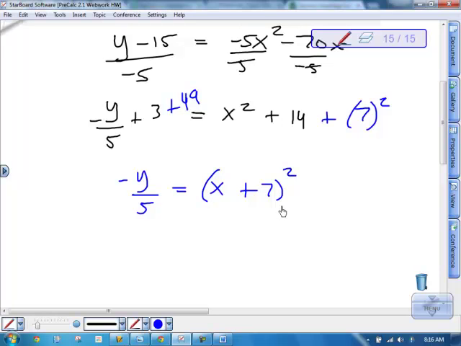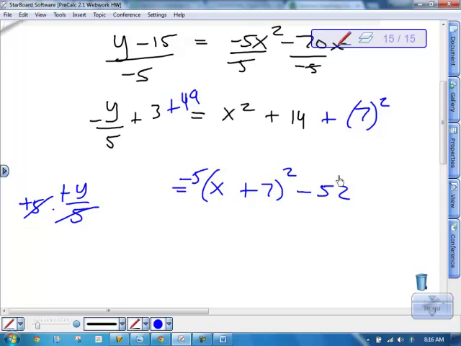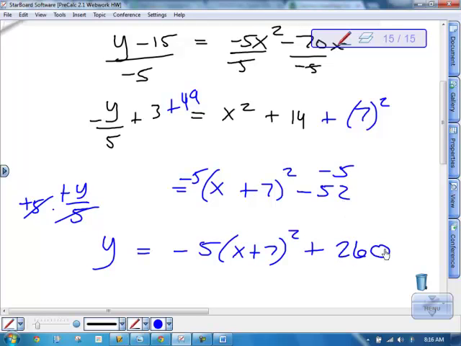And then negative y over 5 plus 52, I forgot 3 plus the 49 right here, equals this. Alright, now I can subtract 52 from both sides. And then I can also multiply through by -5 now. That cancels the negative and the 5. Multiply through by -5. Don't forget to do it to both terms. So your final answer is y equals -5 times x plus 7 squared plus 5 times 52, which would be 260.